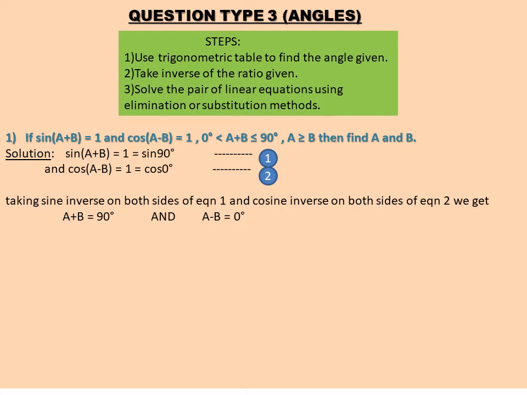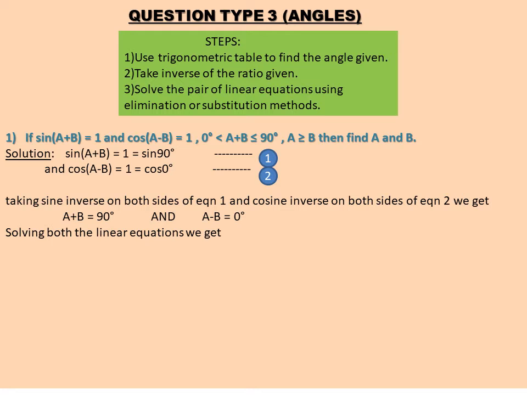So your sine will cancel with sine inverse. In equation number 1 you are left with a plus b is equal to 90 degrees, and in equation number 2 you are left with a minus b is equal to 0 degrees, right? So you have a pair of linear equations in two variables, right? The third step says to solve the pair of linear equations using the elimination or substitution method. So you can solve these two by linear equation methods.